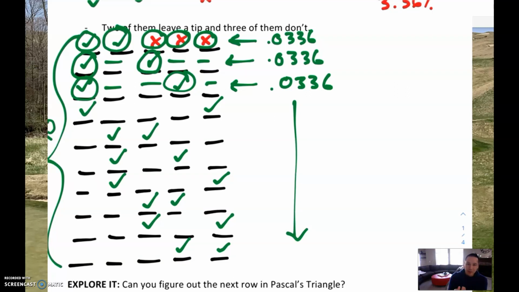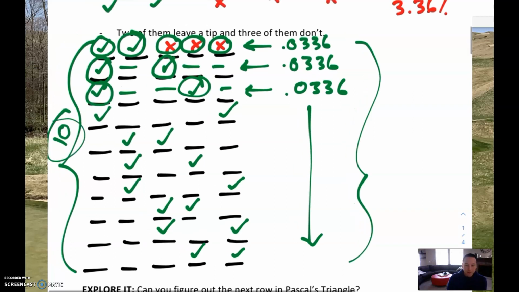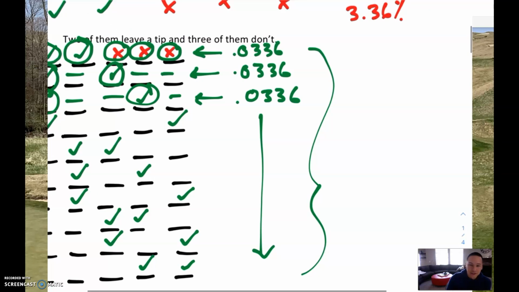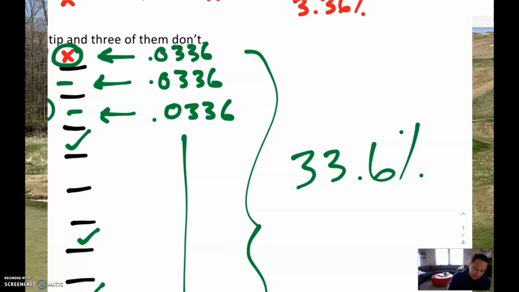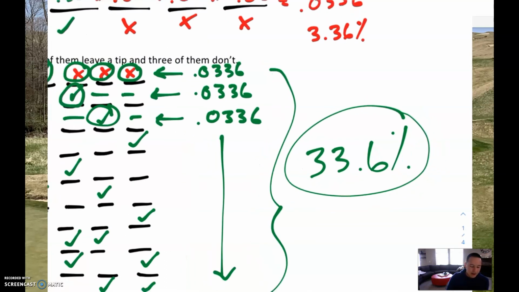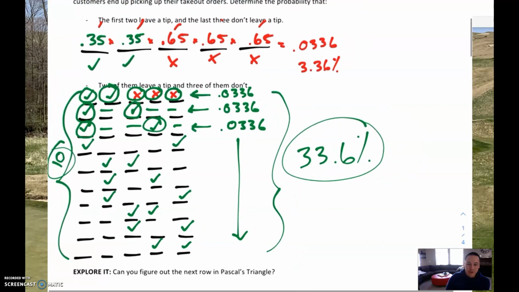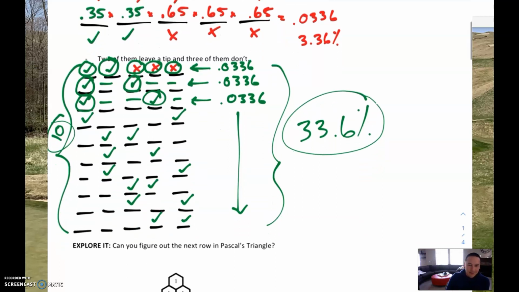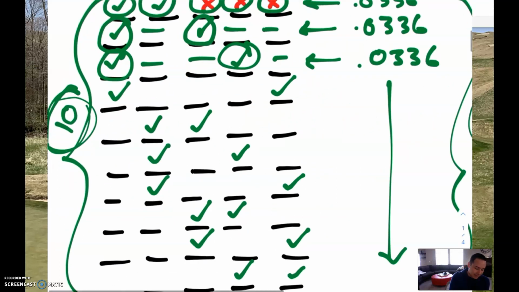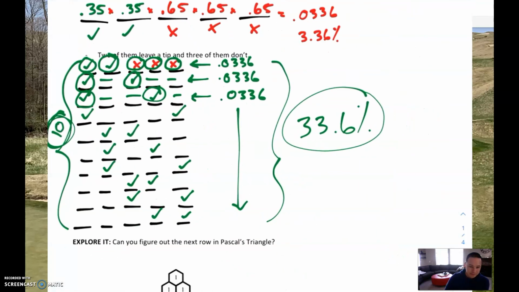So to find the probability of two of them leaving a tip, I could just add all of these up, or to make it quicker, you could just multiply by 10, because there's 10 of them, and you end up with a 33.6% chance of that happening. So there were 10 different ways that two people could leave a tip and three of them not leave a tip. And later on today, I'm going to show you how to calculate this number 10 over here.